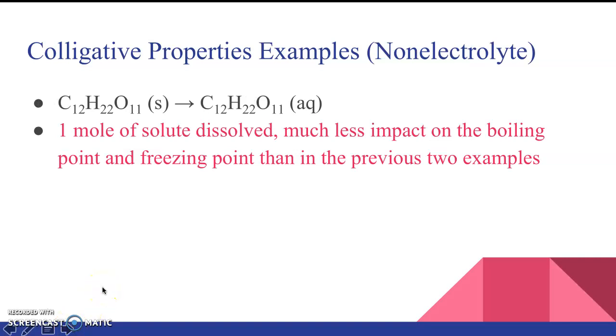Just to contrast those two examples, we have a non-electrolyte. We have sucrose here. Sucrose is not going to break into ions because non-electrolytes are covalent compounds. It's nonmetals bonded to nonmetals. There's no ions involved. So while we only have 1 mole of solute to start with, only 1 mole of solute is dissolved. It's going to have much less impact on the boiling point and freezing point than in the previous two examples.